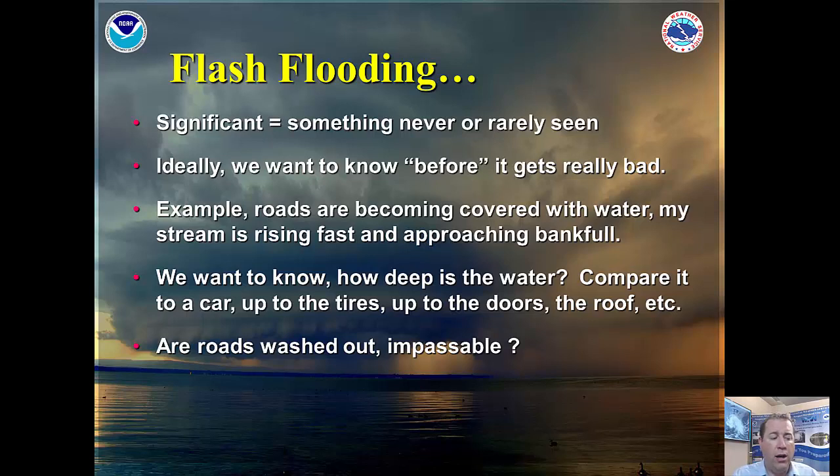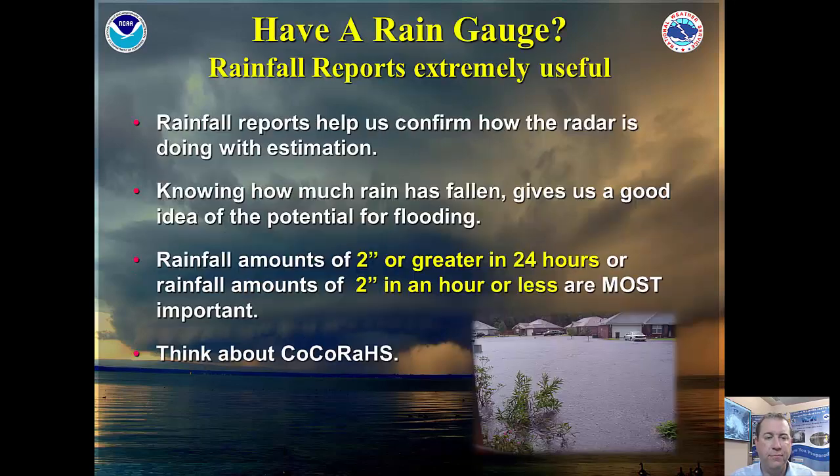And we do want an estimate of how deep it is. Unlike the hail, I don't want you going out there measuring with a yardstick, but use some references. It's up to the tires, it's about 3 feet up on the stop sign, that type of thing. And are roads washed out or impassable? Any information you can give us will help us.